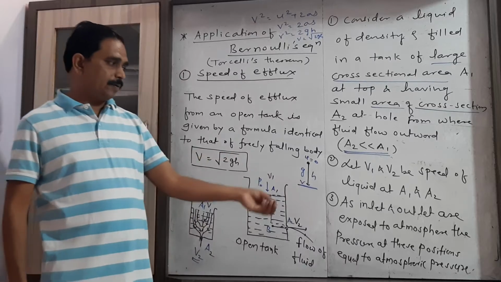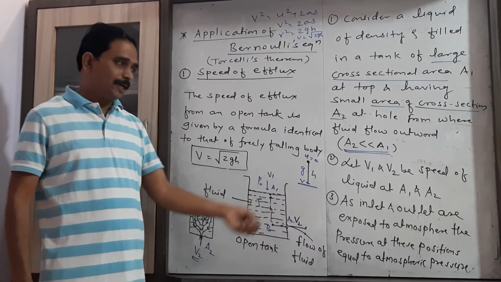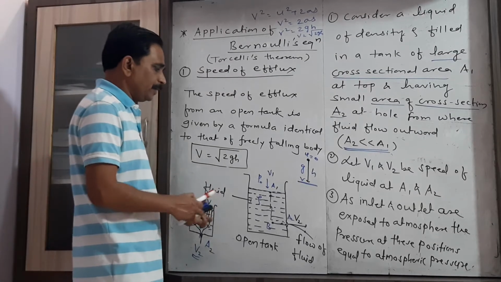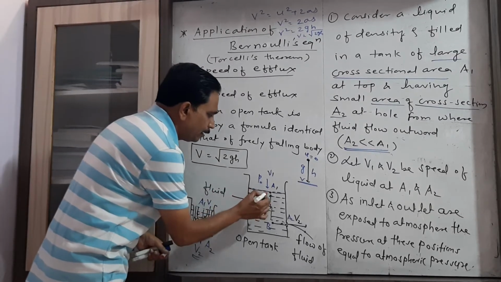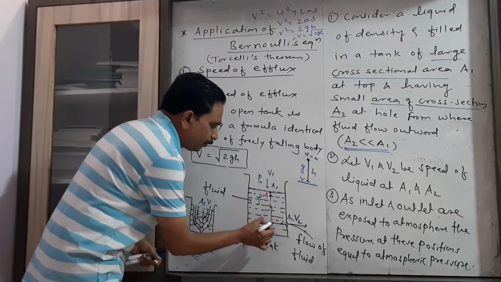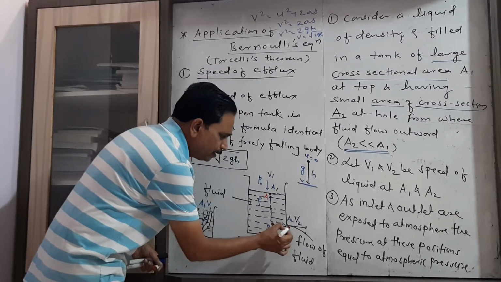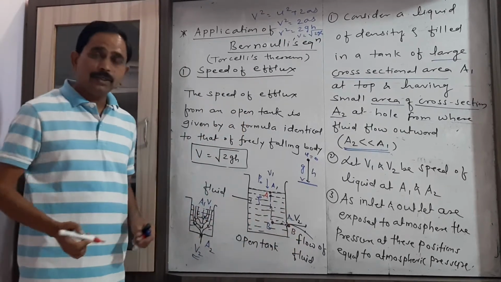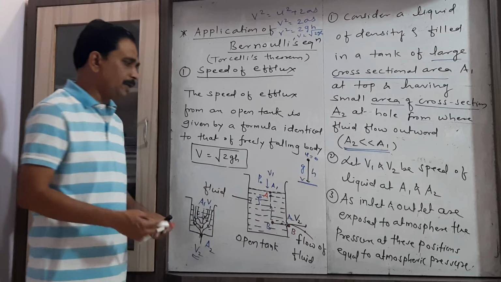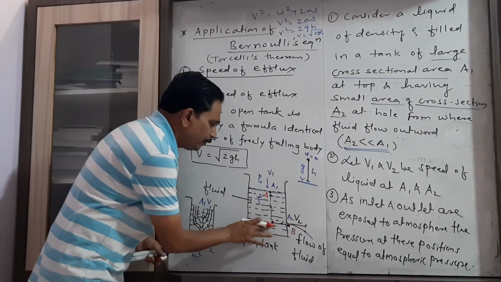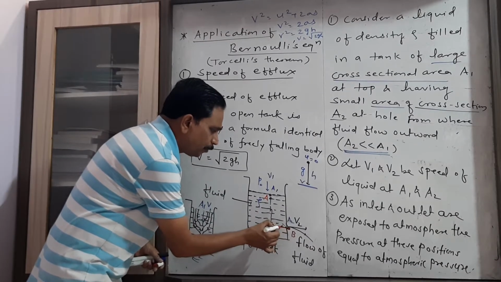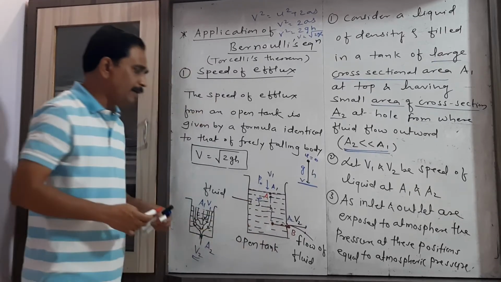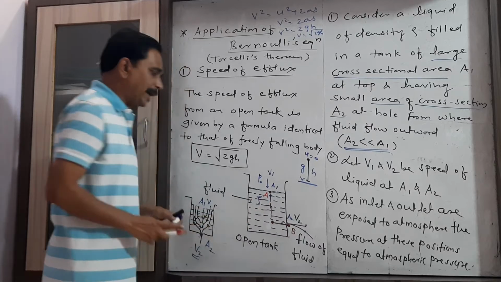So as inlet and outlet are exposed to the atmosphere, therefore the pressure at those two points is the same. I draw here one point as A, and the other point, where we have to consider, is also exposed to the atmosphere. Here we consider this point B at a depth h from the upper point.